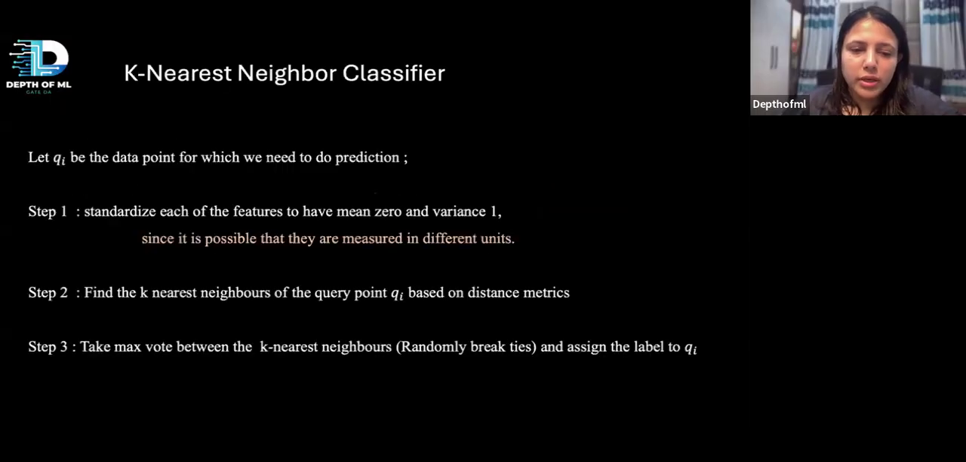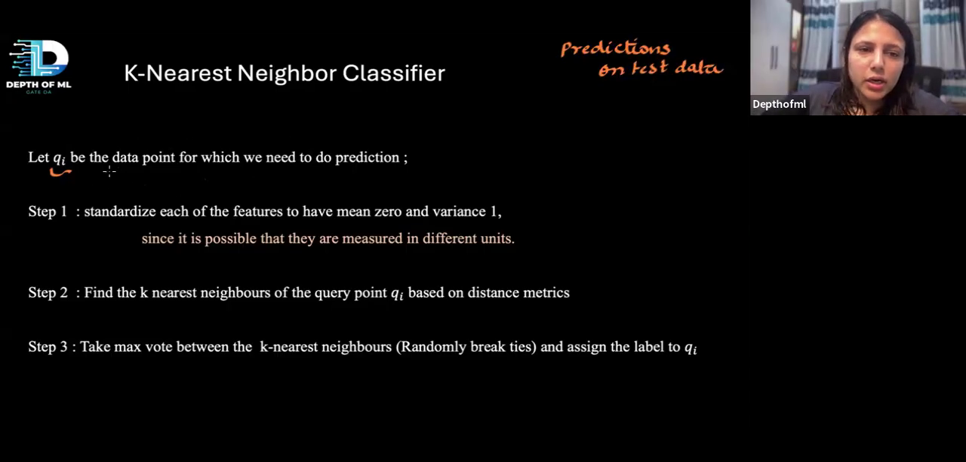Okay, so let me start. I'll start with the algorithm first because there is literally no derivation to it. It's just a classifier and there is a particular algorithm to it. So what is the algorithm? Suppose you receive a Qi as a data point for which you need a prediction. In the supervised learning setup, we had seen that we always want to do predictions on test data. Here I'm calling it a query point, just one data point that you received. So Qi is basically a query point.